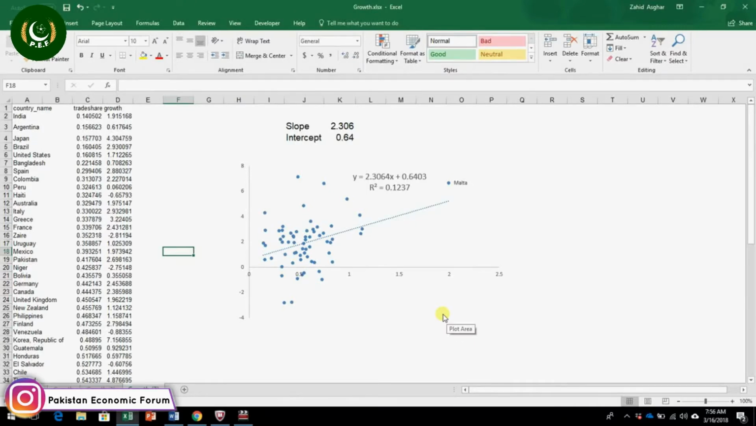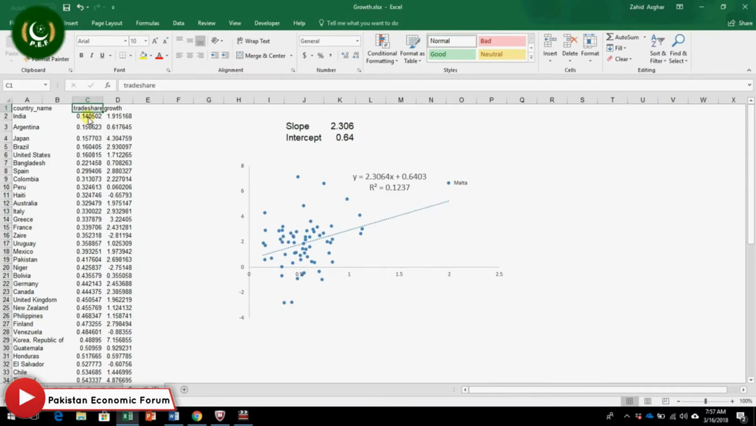Today we shall talk about the sensitivity of ordinary least squares to outliers. We have data on GDP growth rate and trade share: average growth rate from 1960 to 1995 and trade share data. These are 65 observations.